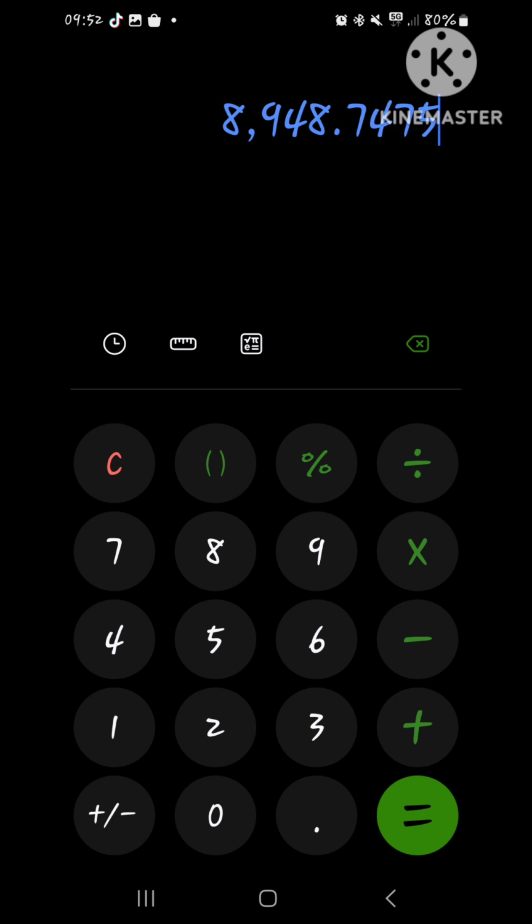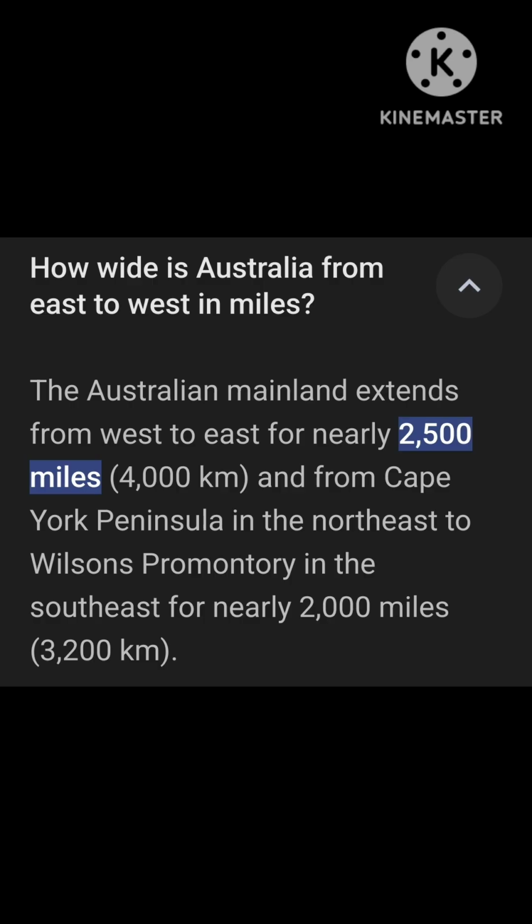So let's see how it works out. According to Fabulously Blocked, Australia should be 8,950 miles nearly across. But in reality, it's actually 2,500 miles across, and this has been measured.